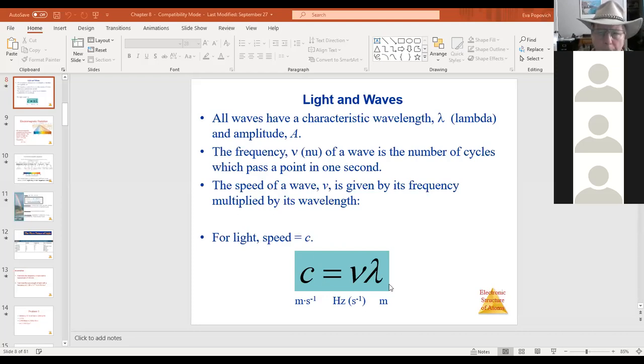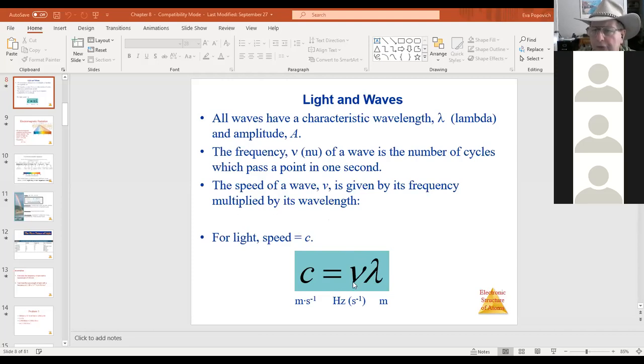All right, so this is one of the equations you're really going to have to know. This is the equation that will convert frequency to wavelength or wavelength to frequency, because the speed of light is a constant, 3 × 10⁸ meters per second.